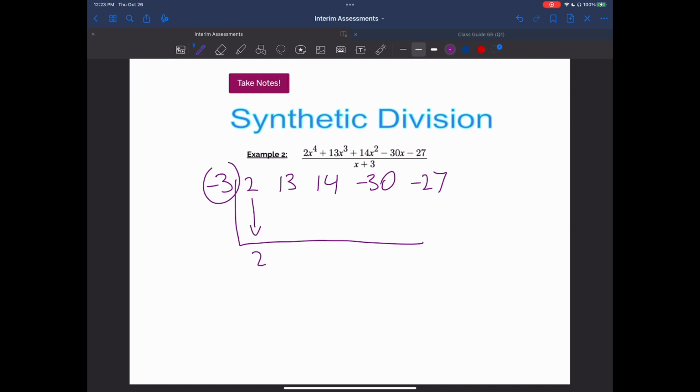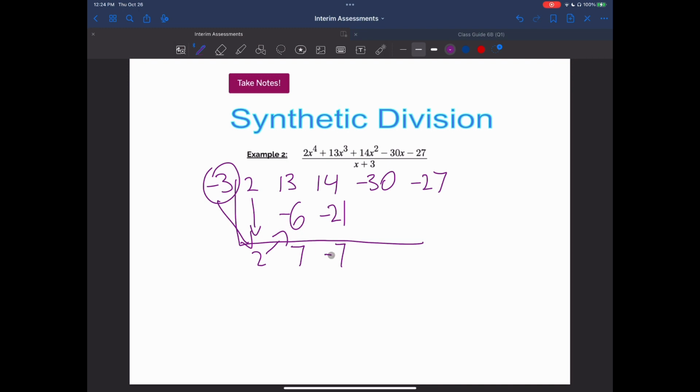Now I'm going to multiply -3 times 2 to give me -6. And then I'm going to add straight down from there, which is going to give me a +7. -3 times 7, I'm going to get -21. Sorry, this is a little messy. Adding straight down gives me a -7.